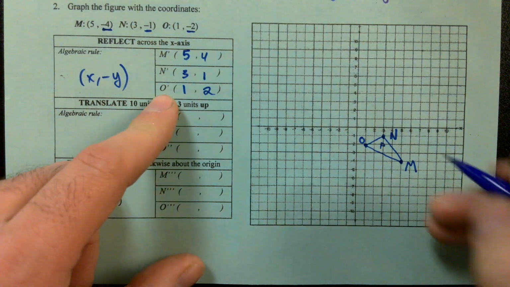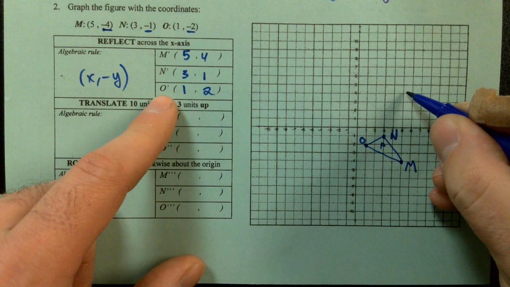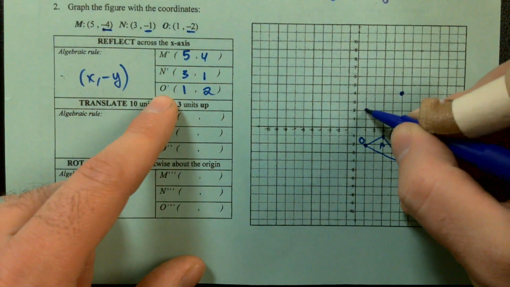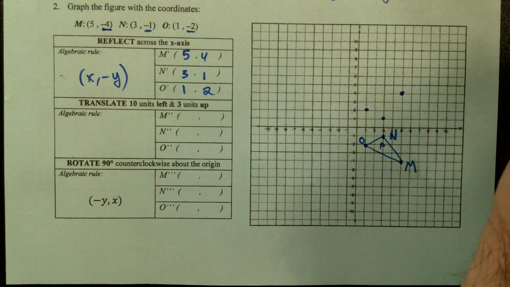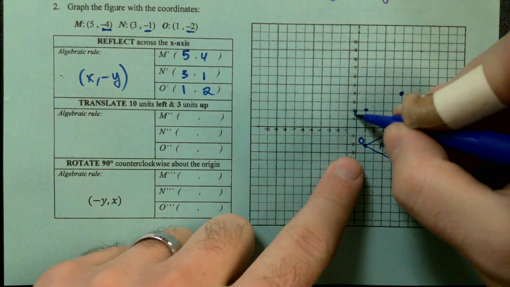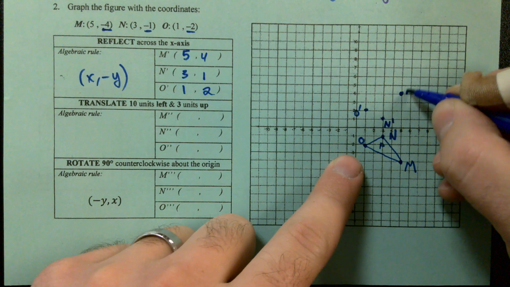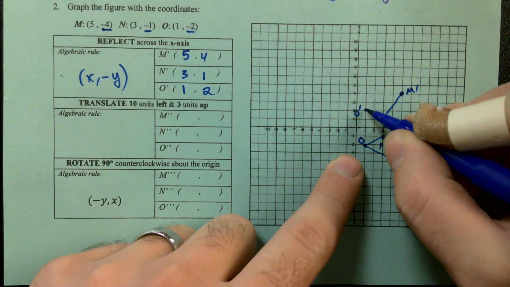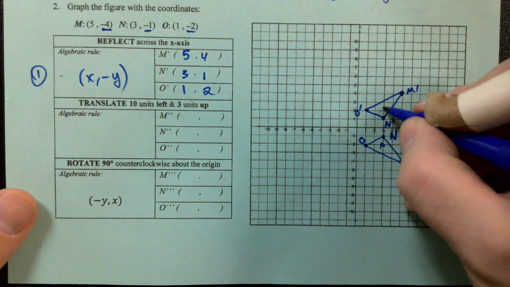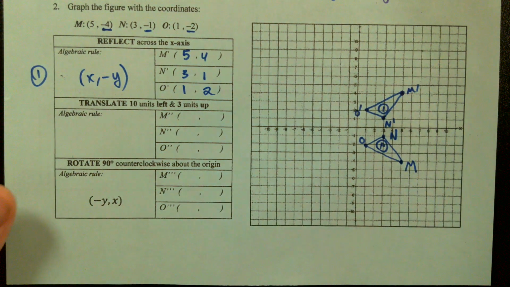Now I can just plot these points. 5, 4, 3, 1, and 1, 2. All right. O prime, N prime, and M prime. What are we going to put inside this triangle? Number 1, because it's my first image. Right. Everybody's reflection look like that?